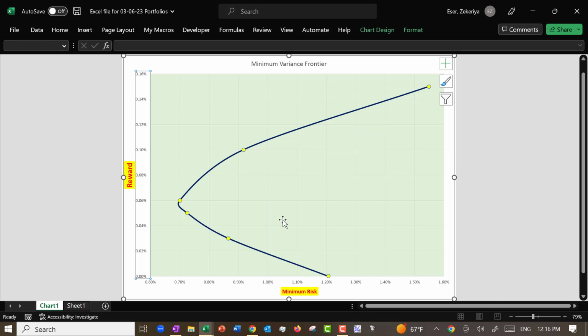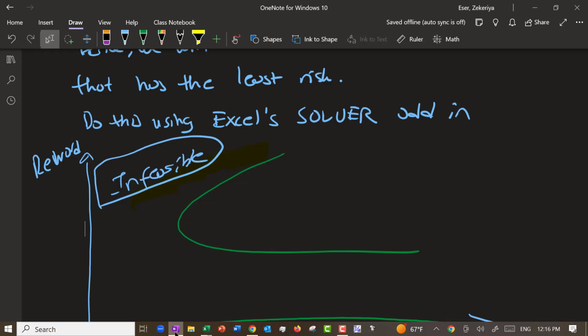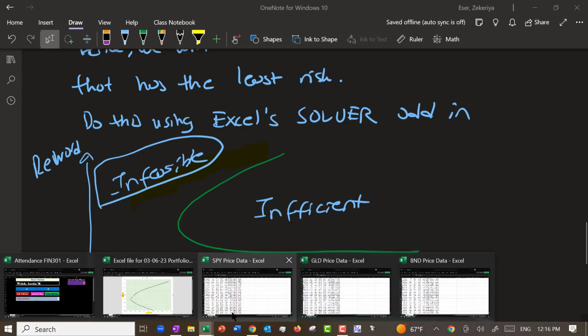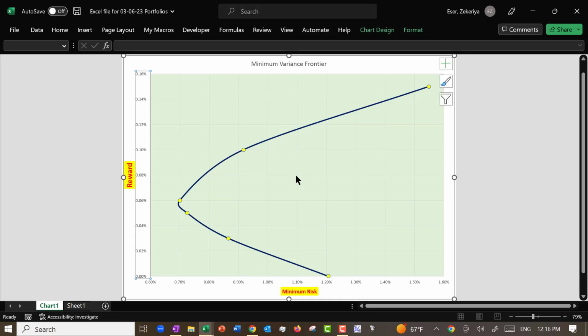Take this point, a portfolio that has a risk of 1.1 and a reward of 0.8. Well, I can basically stay right here on the risk, go above, and hit a portfolio that has a risk of 1.1, but the reward much higher. So anything inside is inefficient.